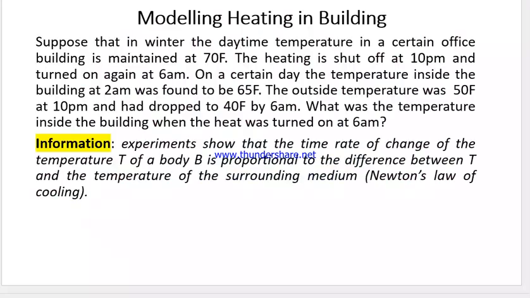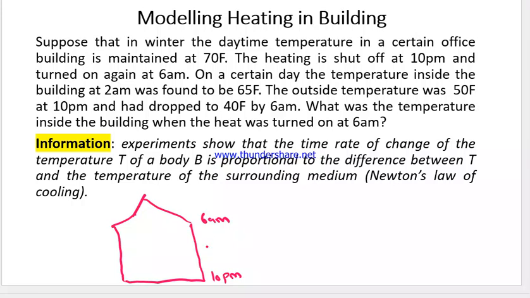Let's look at an example here. This one involves modeling heating in building. Suppose that in winter, the daytime temperature in a certain office building is maintained at 70 degrees Fahrenheit. It's a good practice to sketch the process or the system. So this is the building. So the building is maintained at 70 degrees Fahrenheit on a normal day. The heating is shut off at 10 p.m. and turned on again at 6 a.m. That means the process is between 10 p.m. and 6 a.m. in the morning.